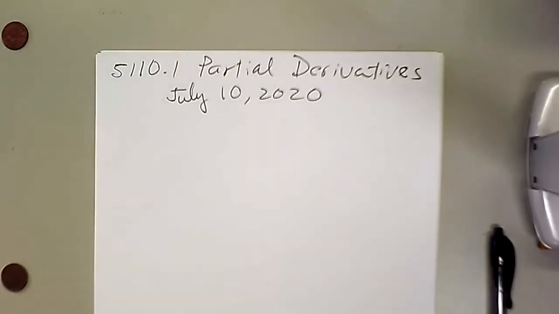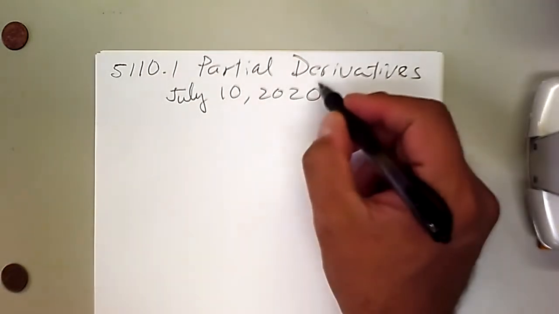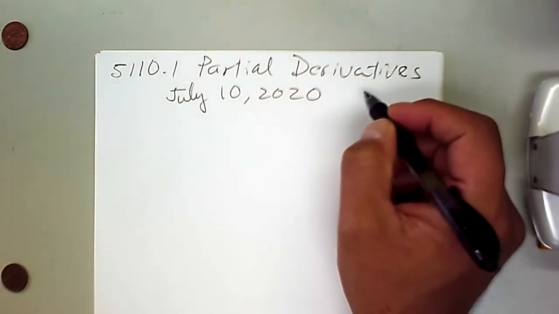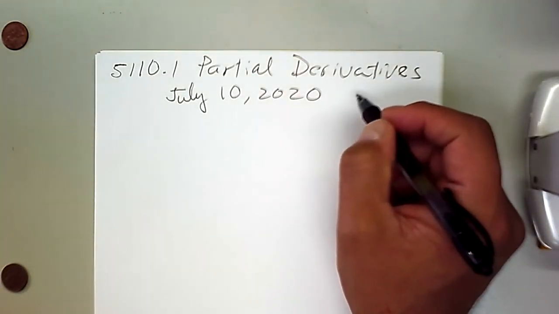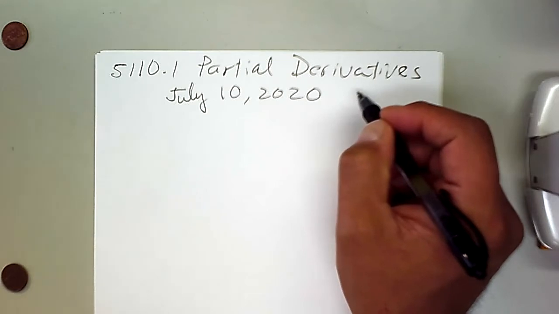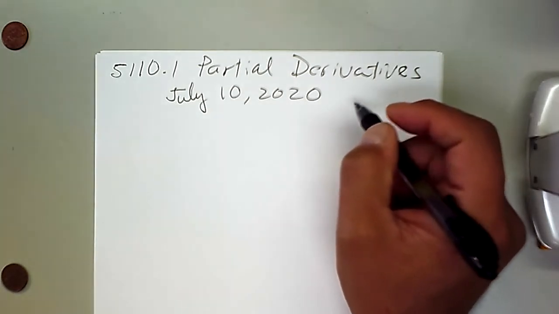We're going to talk today about partial derivatives. First, by derivative, what we mean for now is a difference quotient, which means a rise over a run.